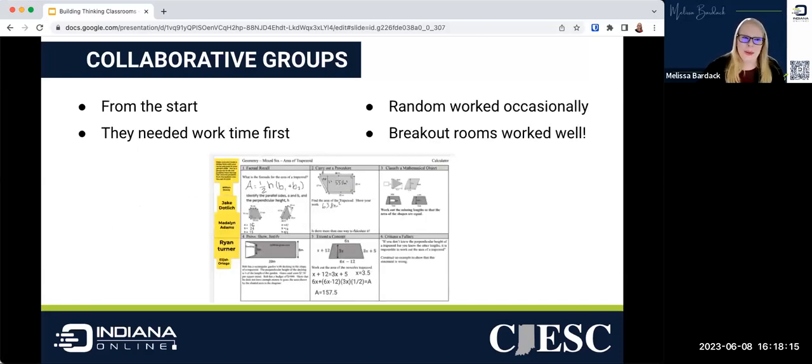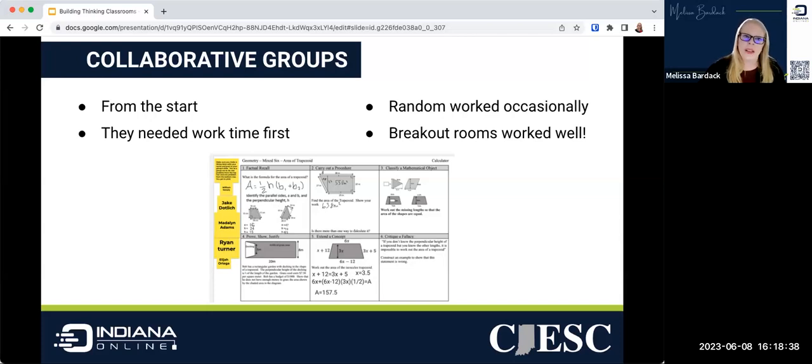Lessons learned from our collaborative groups was to start this practice right off the bat. And the random worked for us occasionally. There were times where our groups didn't quite make the mark, and students were perfectly content sitting and working on their own. And with that, just building in some structures and some expectations with your groups was very helpful.